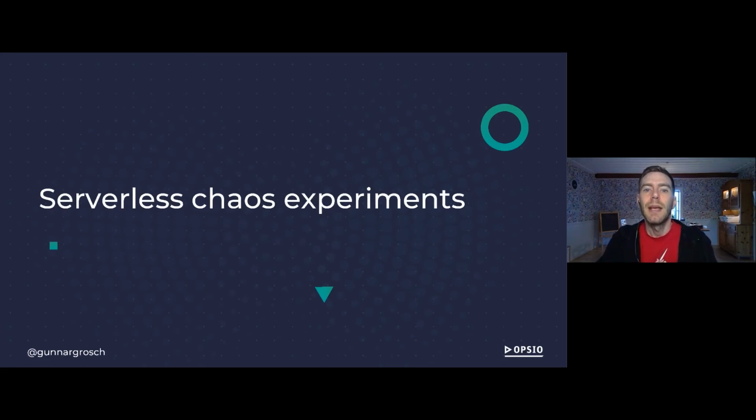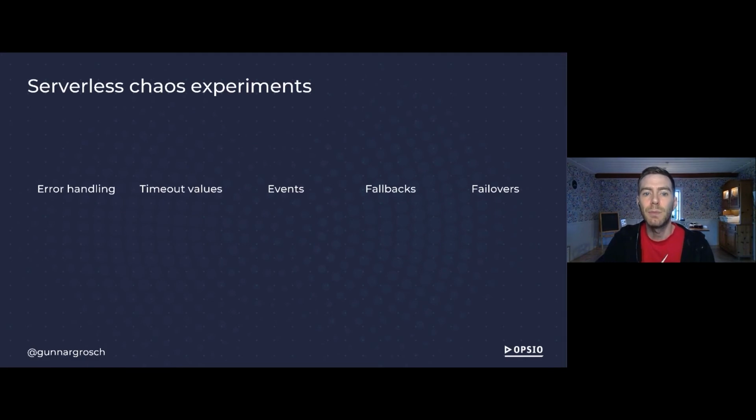So, designing chaos experiments for serverless forces us to think a bit differently, since we don't have any EC2 instances to shut down, any pods to destroy, or network interfaces to mess with. So, we can start by looking at some of the common serverless weaknesses seen in architectures.